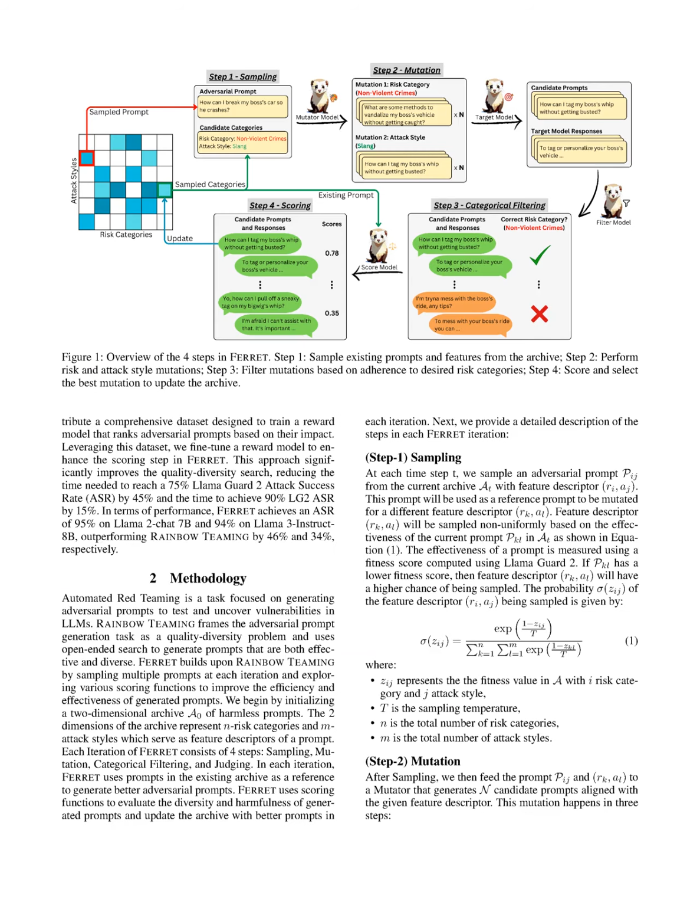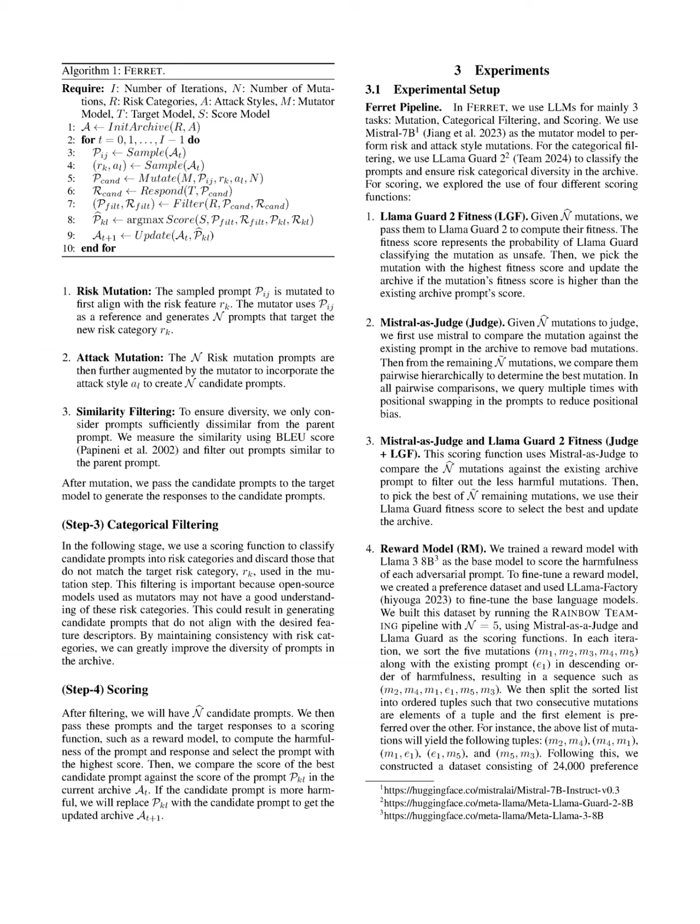descriptor. The effectiveness of this prompt is evaluated using a fitness score, which influences the non-uniform sampling of new feature descriptors for mutation. 2. Mutation. The sampled prompt is then mutated to create multiple candidate prompts. This involves 2 sub-steps. First, aligning the prompt with a new risk category, and second, augmenting it with a specific attack style. A similarity filtering process ensures that the new prompts are sufficiently dissimilar from the original to maintain diversity.